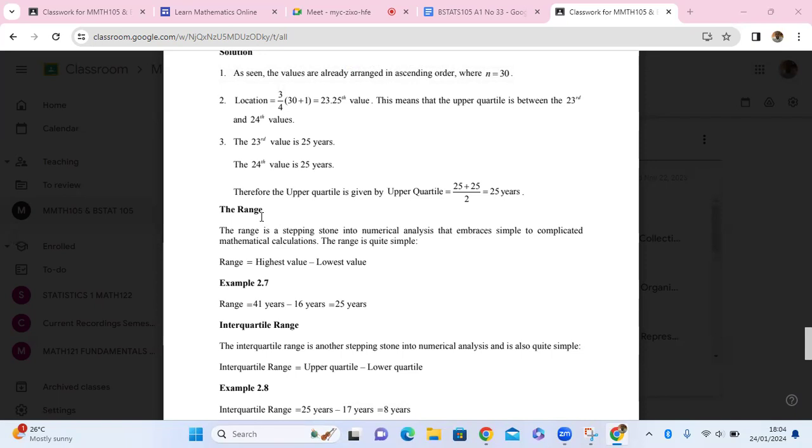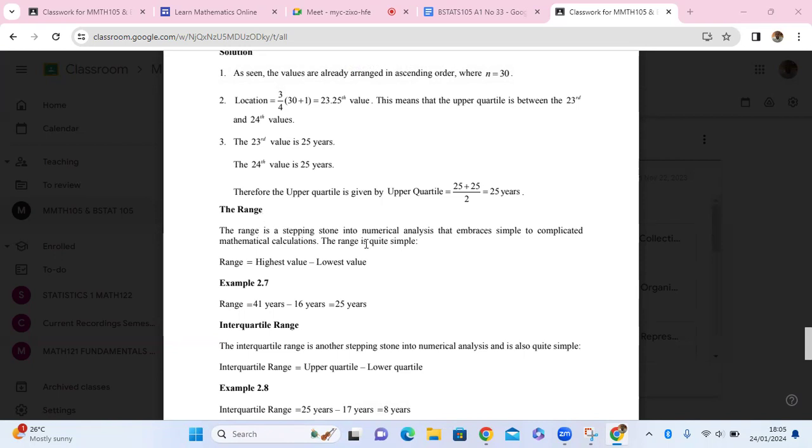So the range is another descriptive measure. It describes the data set in a different way than the quartiles. The quartiles partition the values into the first quartile, the second quartile halfway, and the third quartile three quarters of the way. The range is another way to describe the data set, another descriptive measure, another statistic.